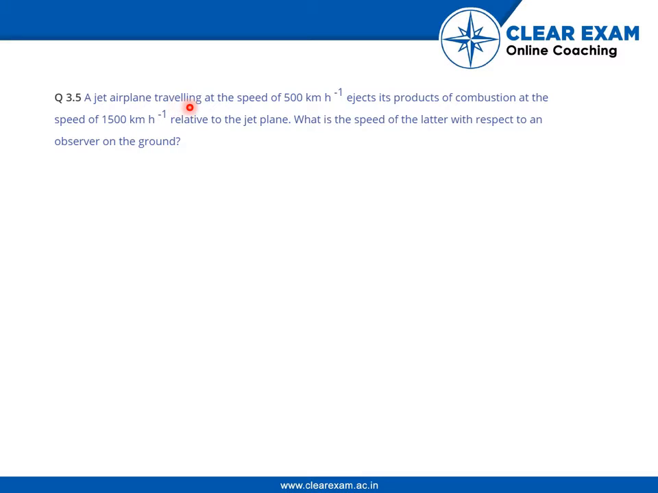A jet airplane traveling at the speed of 500 km per hour ejects its product of combustion at the speed of 1500 km per hour relative to the jet plane. What is the speed of the latter with respect to an observer on the ground? So there are two pieces of information given.